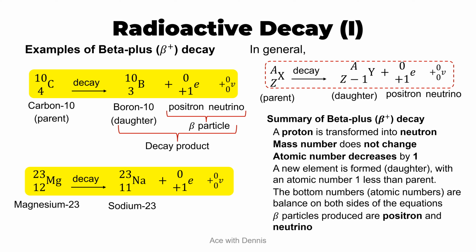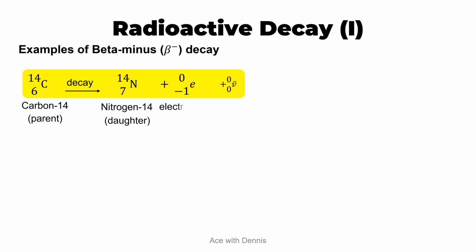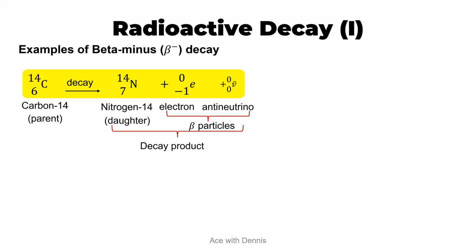Now, we also want to take a look at a few examples of beta minus decay. The first example is carbon-14, which is the parent nucleus. After decay, it produces nitrogen-14, which is the daughter nucleus, an electron, and an anti-neutrino. The electron and anti-neutrino are the beta particles, while nitrogen-14, electron, and anti-neutrino are the decay products.